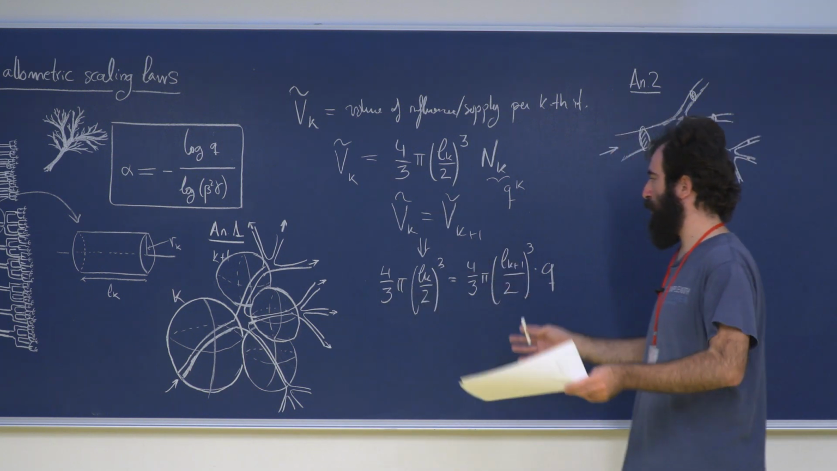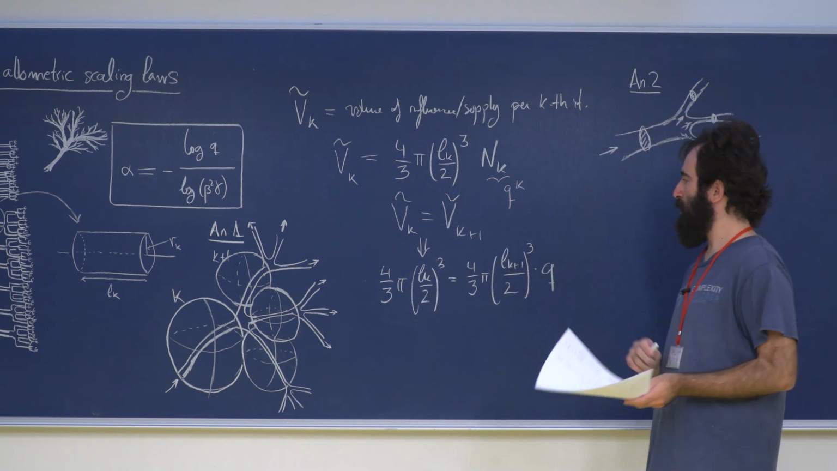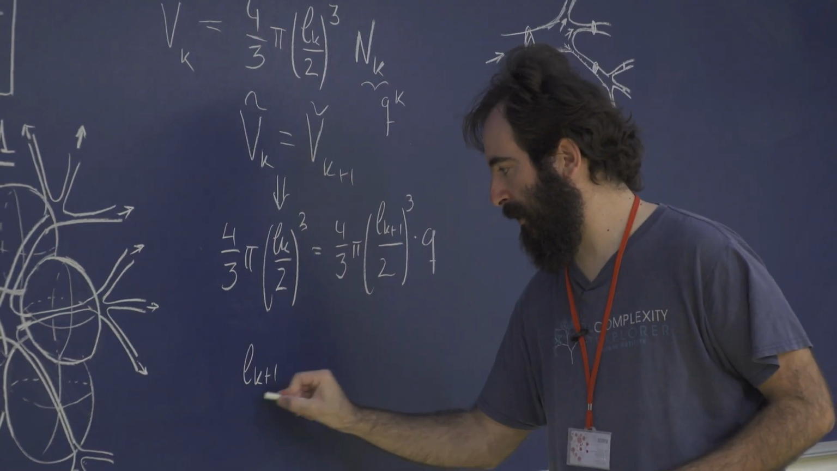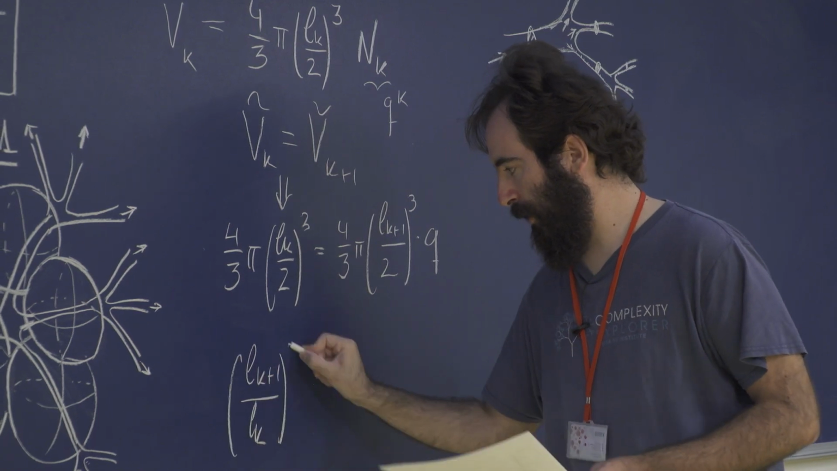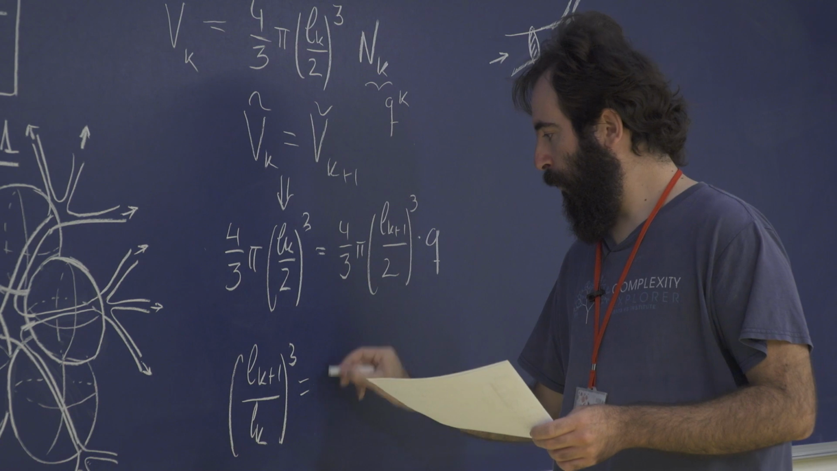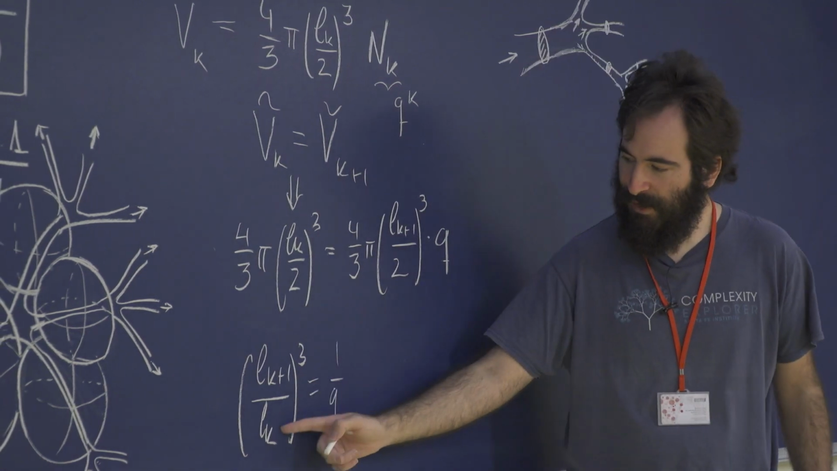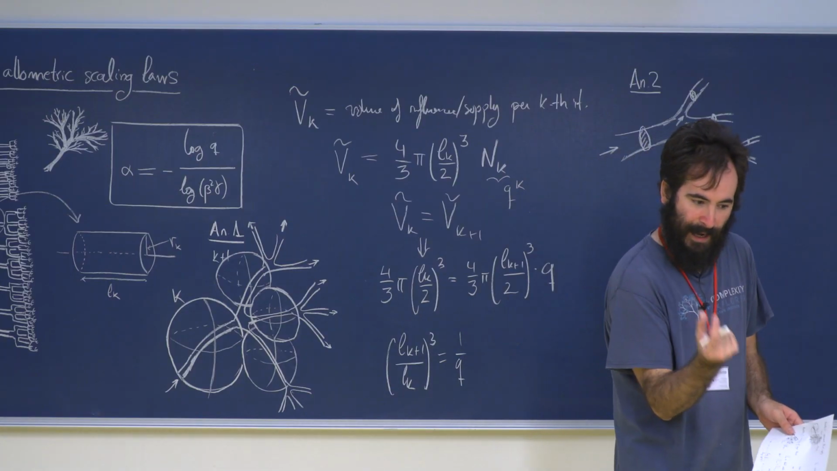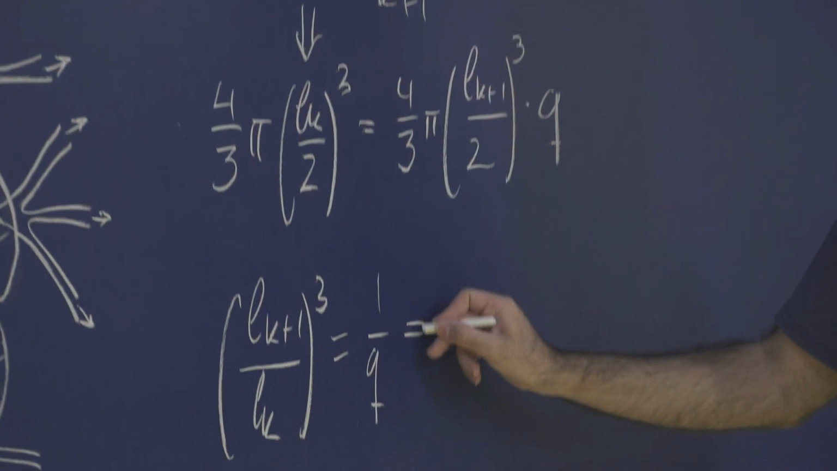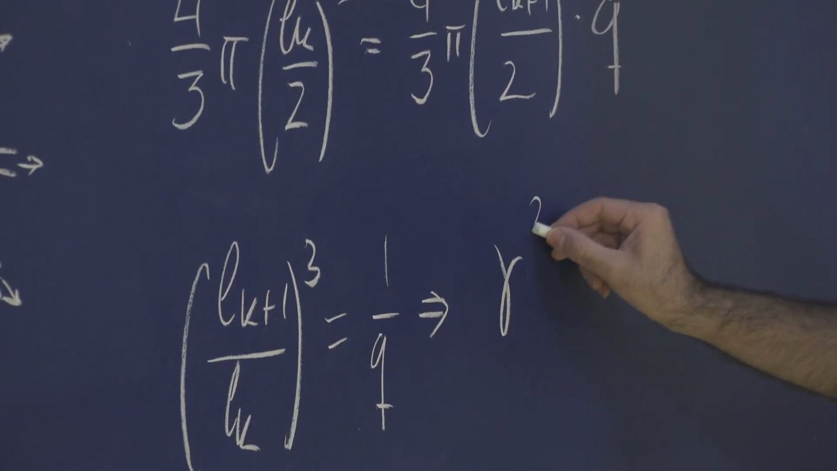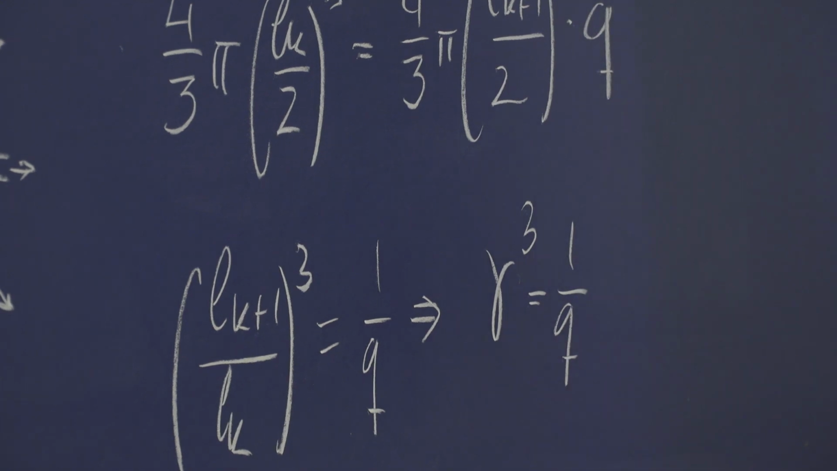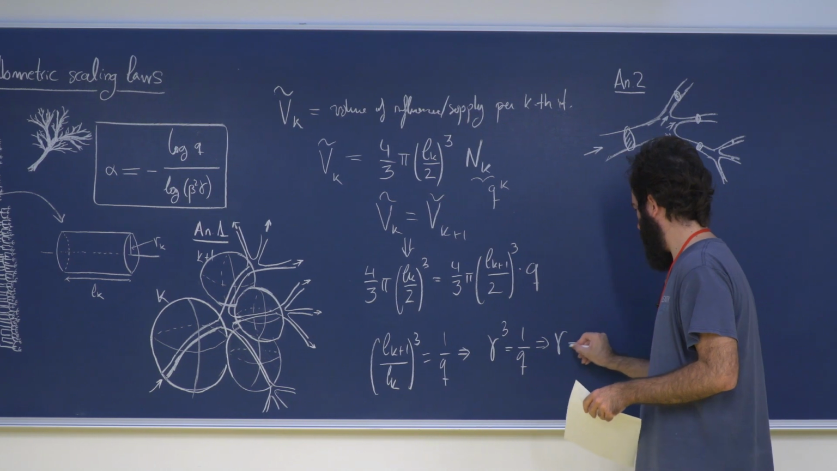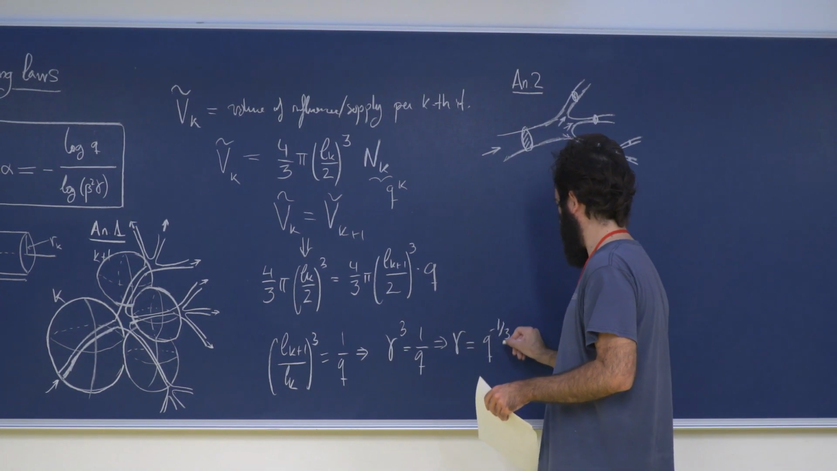Great, we can rearrange all of this. We can get rid of all the 4/3 and the pi's, and also the 2's in the denominator. And basically, if you do this right, you'll get the following: (L_{k+1}/L_k)^3 is nothing but 1 over q. But remember, we've seen this before. L_{k+1} over L_k was the self-similar element, gamma. So this gives rise to gamma^3 equals 1 over q. This means nothing but gamma equals q^(-1/3). So we have this now.